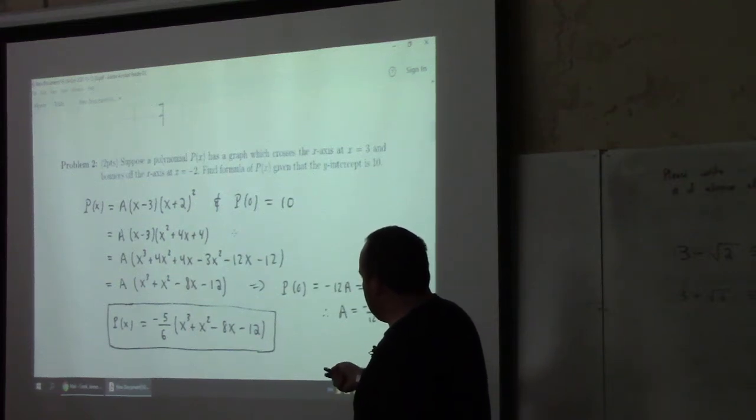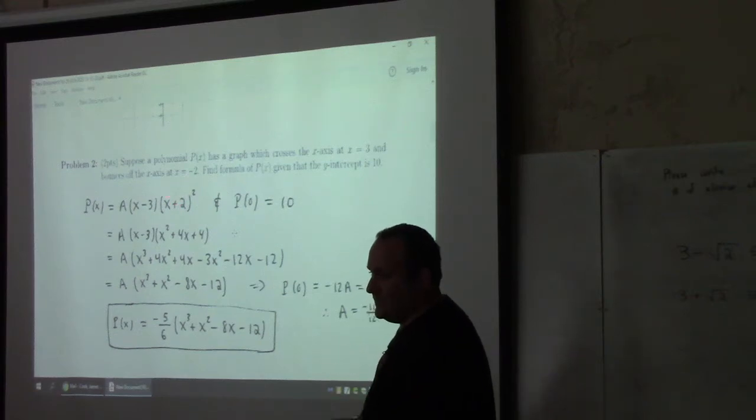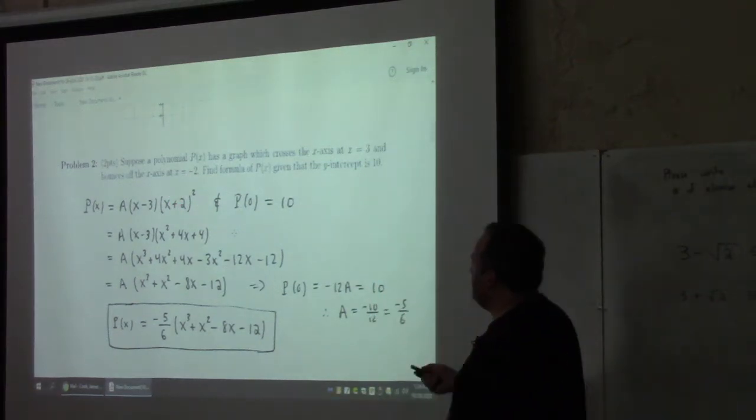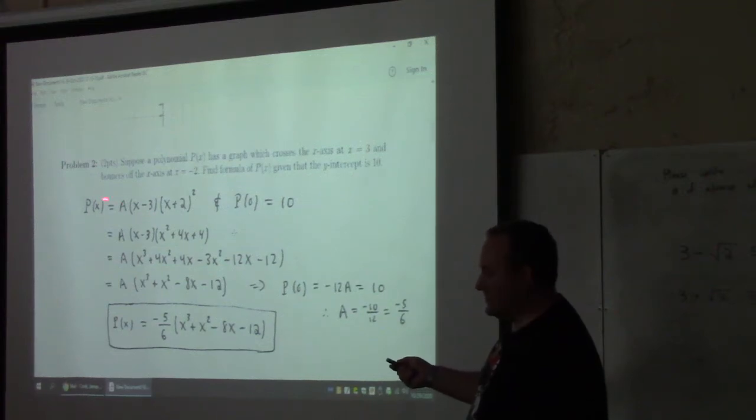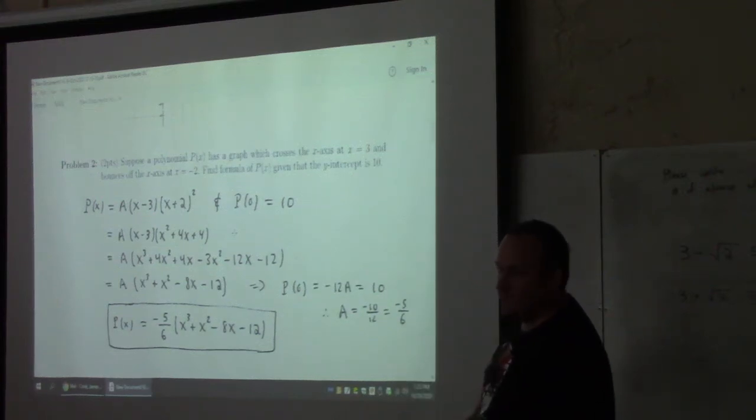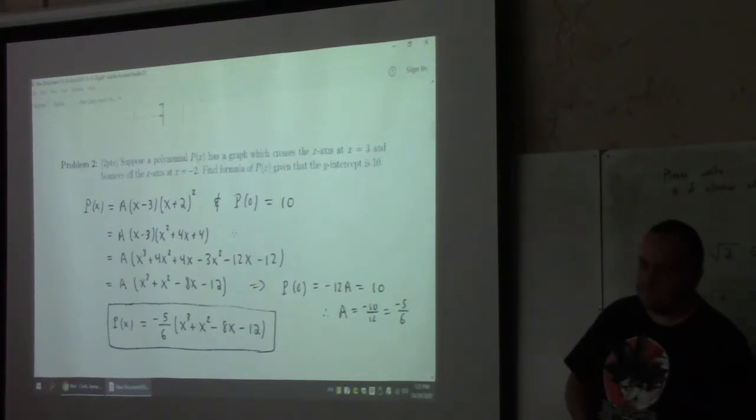But there it is. Now, of course, I could have also written minus 5/6 times x minus 3 times x plus 2 squared here. That would have also been a legitimate answer because I didn't say write the formula of p of x in standard form, right? So I have to allow for answers which look like this or answers which look like that, but a is put equal to minus 5/6. I mean, there's other possibilities on how to write the answer.